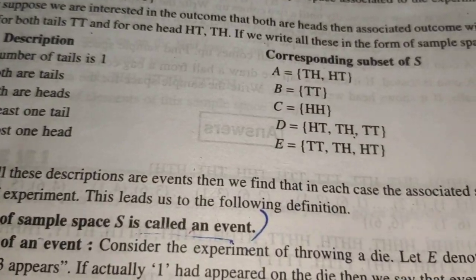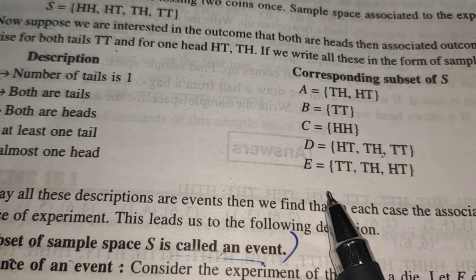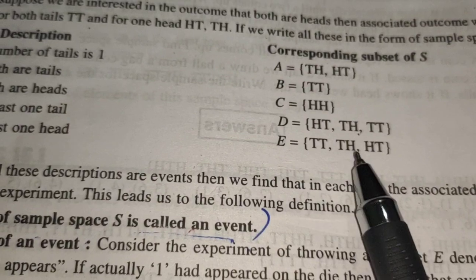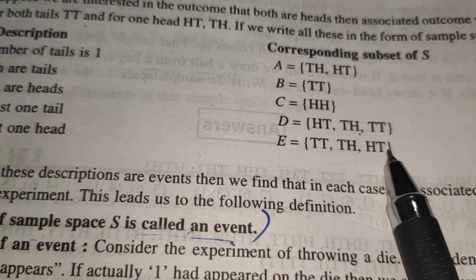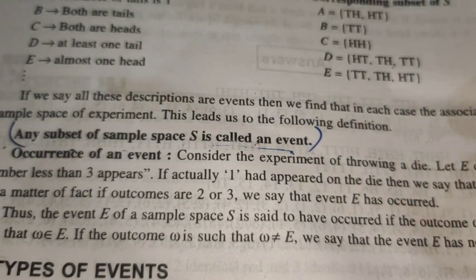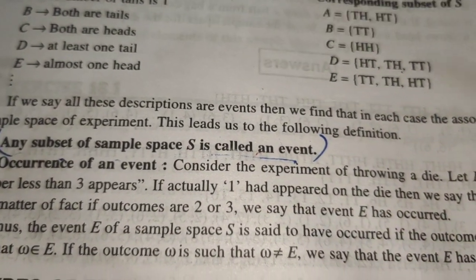Next, at most one head. In case of at most one head, it will cover no head, which means both are tail, and one head, which means TH or HT. So what are these? These are all events.